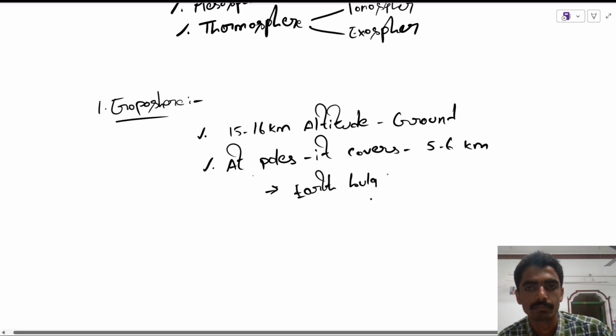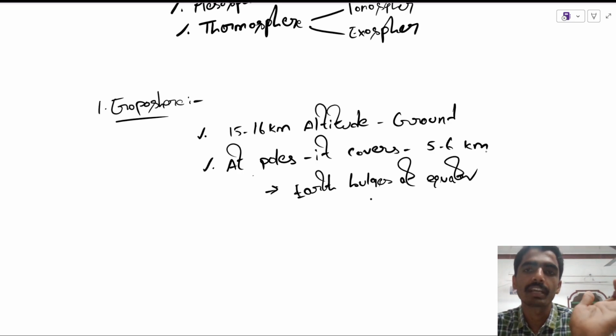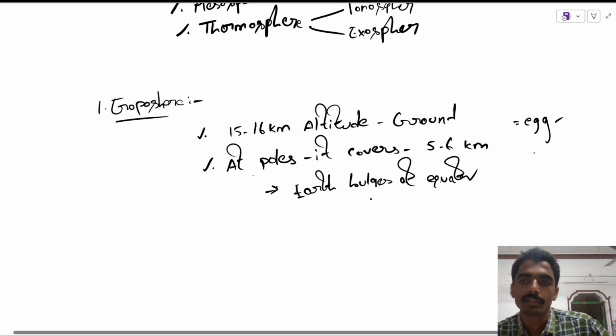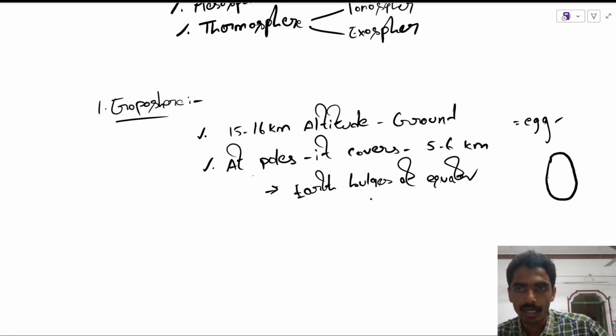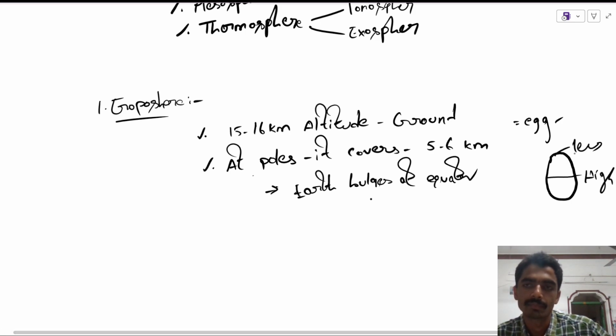Earth bulges at the equator. Have you ever observed that? For example, for the structure of the earth, we are going to consider the example of an egg. Generally an egg has a structure like this. At the middle, the center of mass or radius is very high, while coming to the poles it is very less. So this was the bulge.